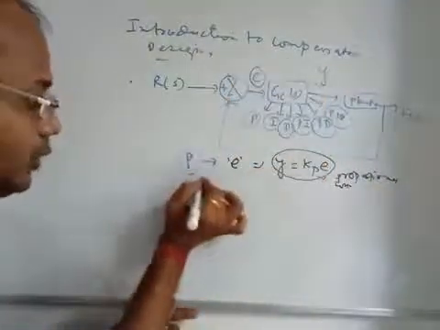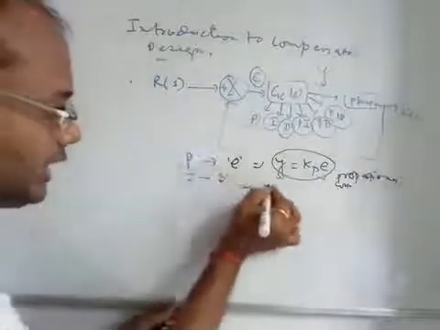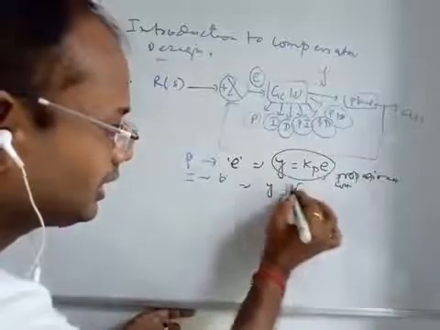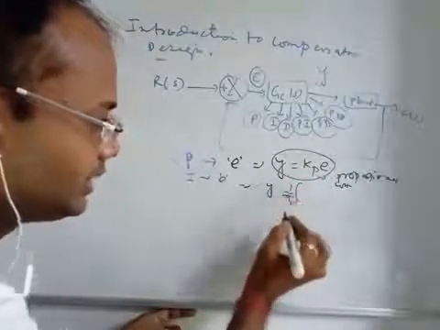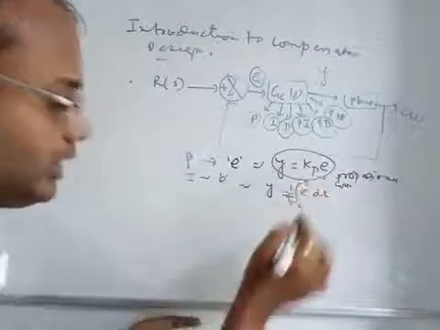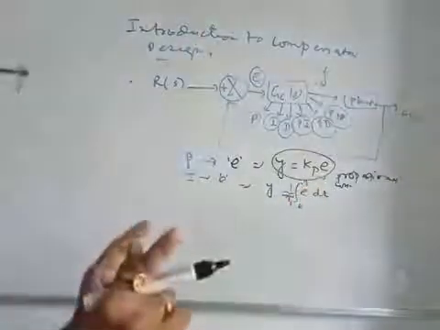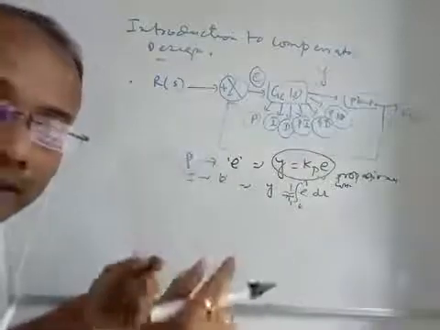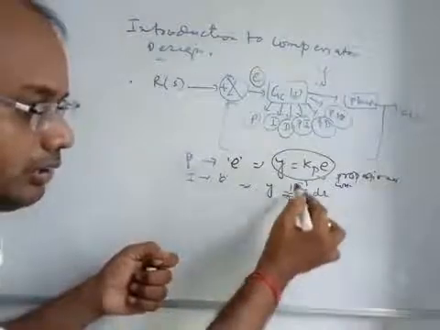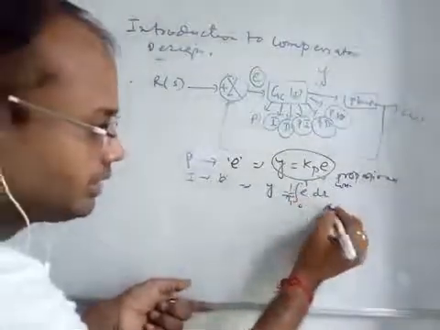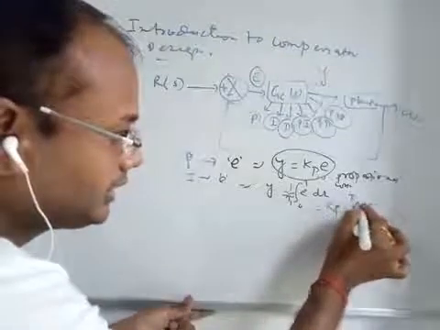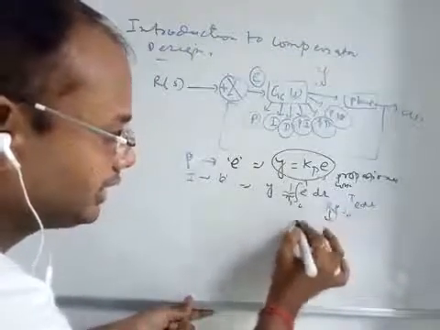Similarly, for an I type controller, the output Y is based on the integration of 1 by Ti, that is the reset time, times E dt. That means for a certain interval from 0 to T given to the controller, it takes the error over that time and integrates it with 1 by Ti. Sometimes this is known as Ki times the integral from 0 to T of E dt, and Ki is known as the integration constant.